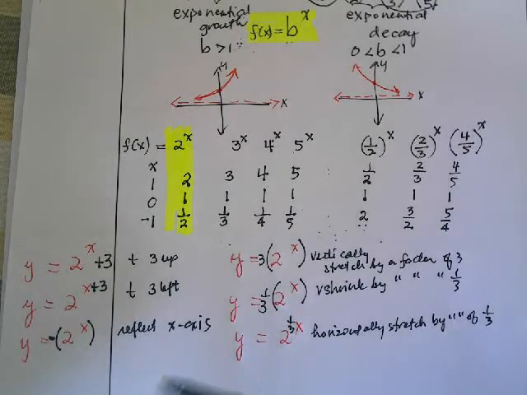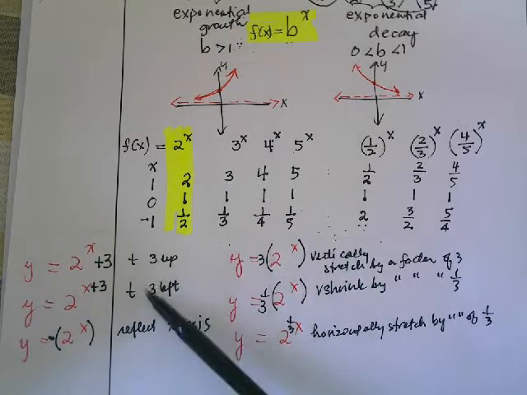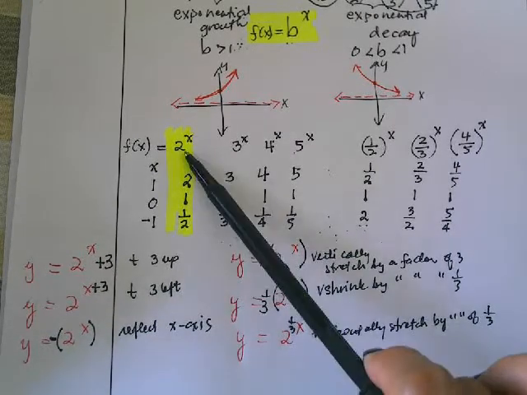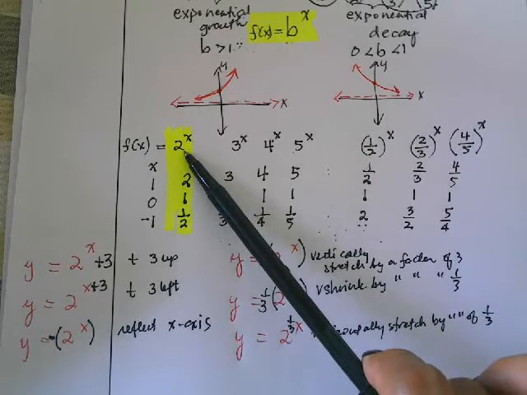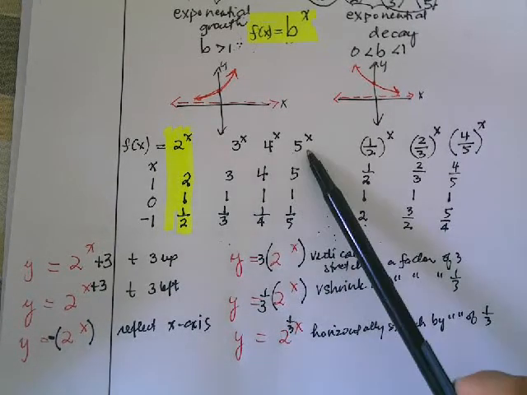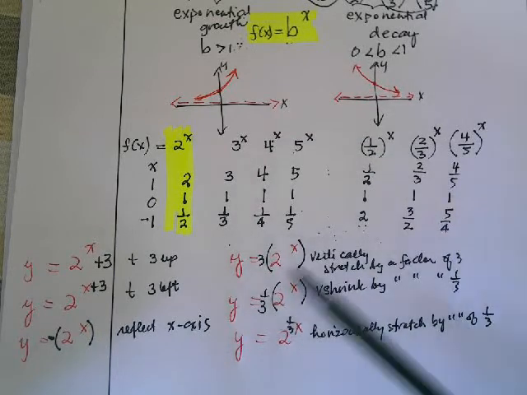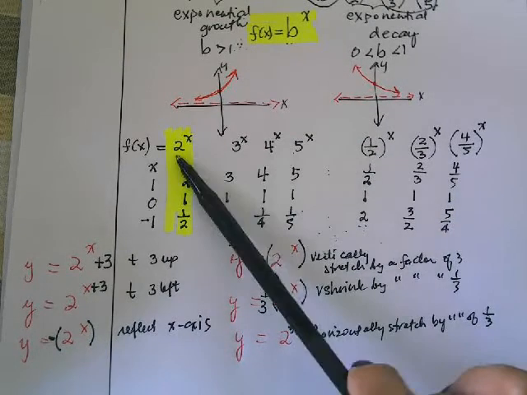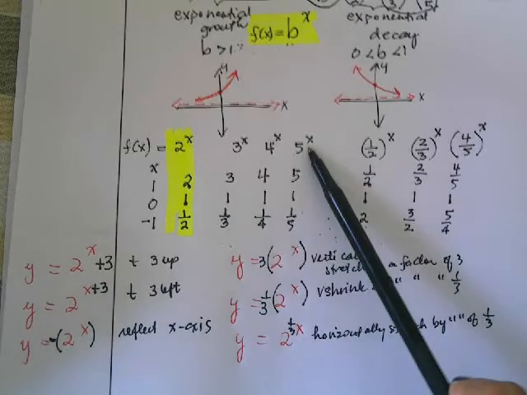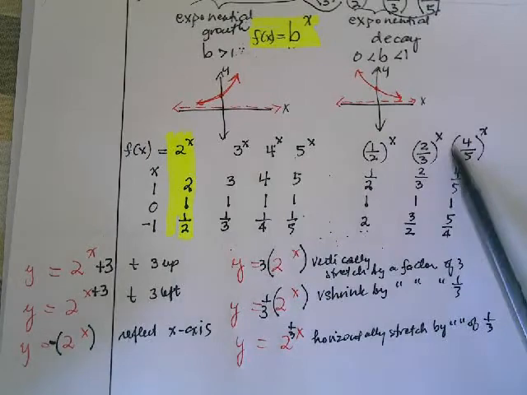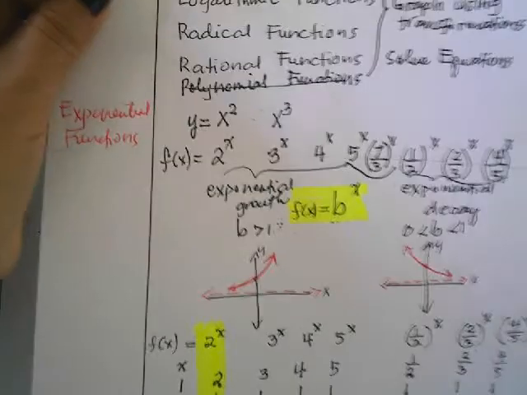So now we're going to graph each of these transformations, one by one, of this parent graph. Just remember that any of these could be a parent graph and can be transformed in the same way as long as the base is positive. That is your restriction. The base is positive. So now let's start to graph our parent graph.